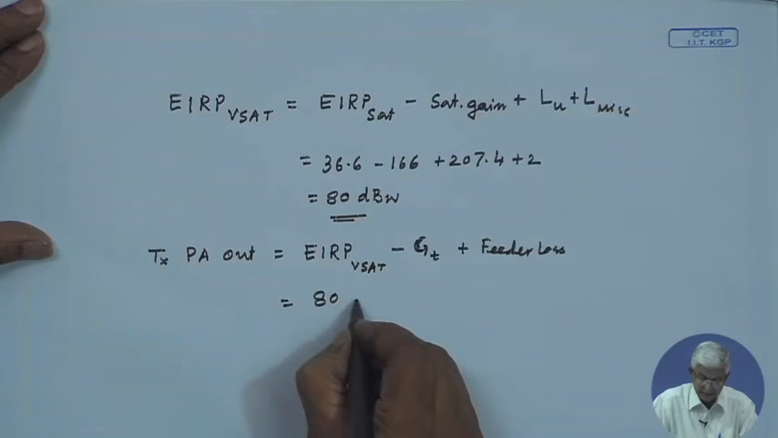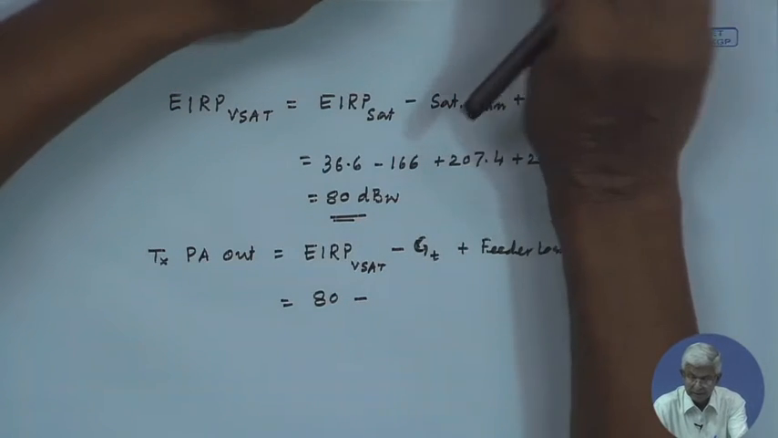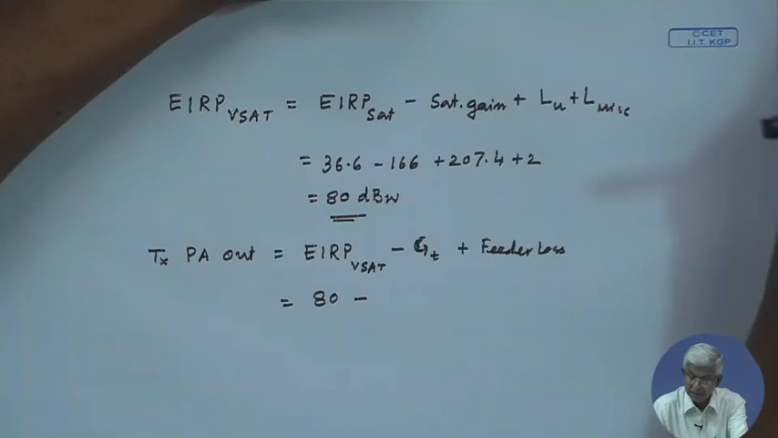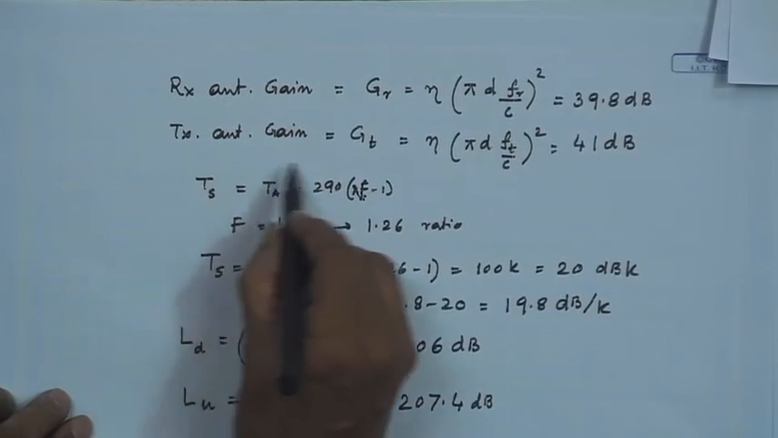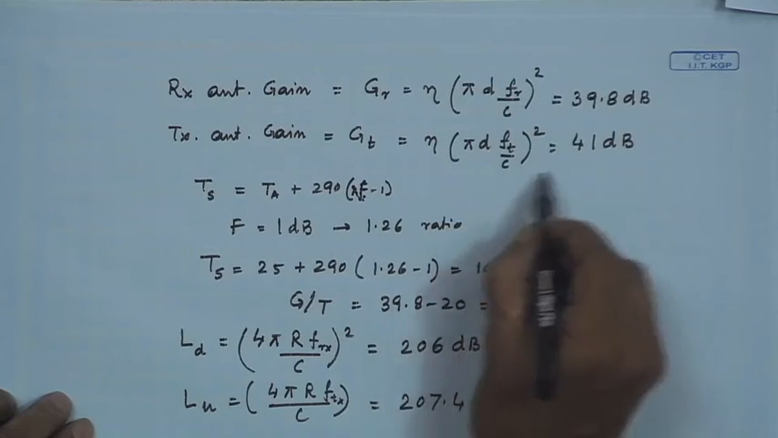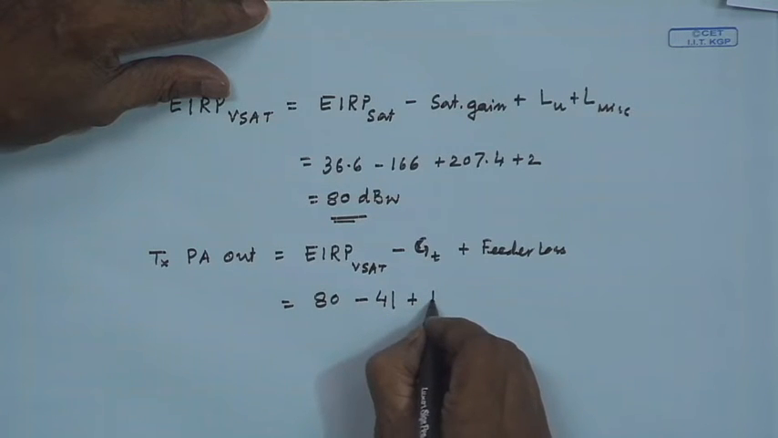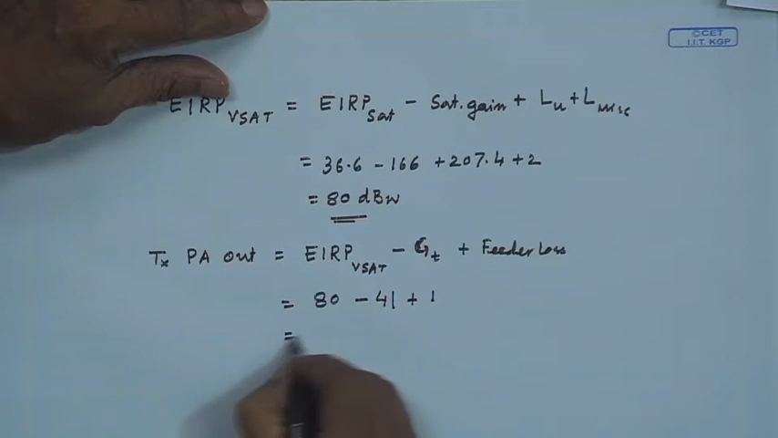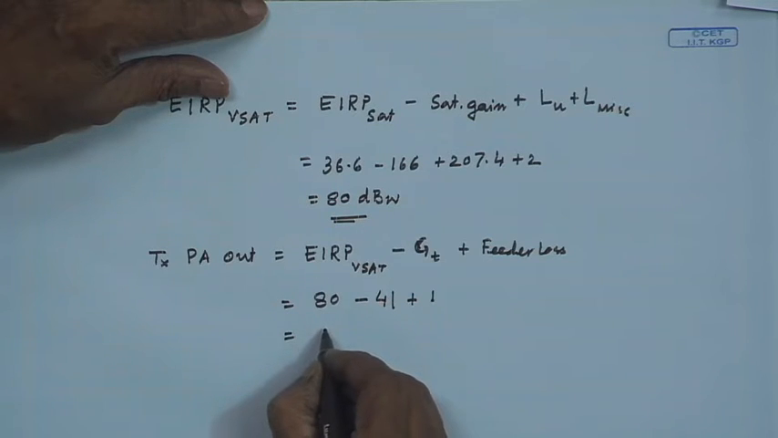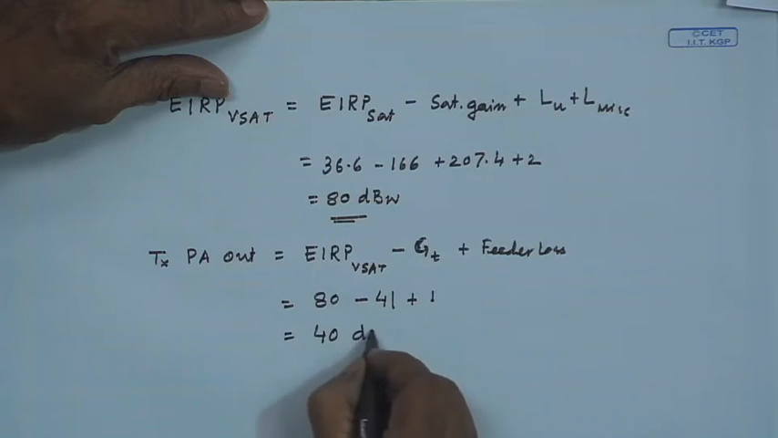This is 80, and if I recollect the antenna gain, which was calculated as 41 dB. Transmit antenna gain was calculated as 41 dB. So, we put 41 here, and feeder loss was 1 dB. So, this comes out to be T plus 1 E2, 40 dBW. Now, what is the meaning of 40 dBW?